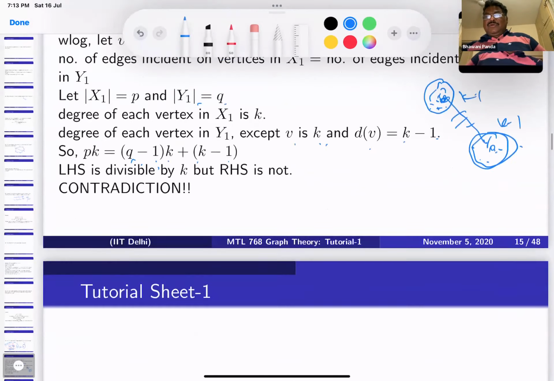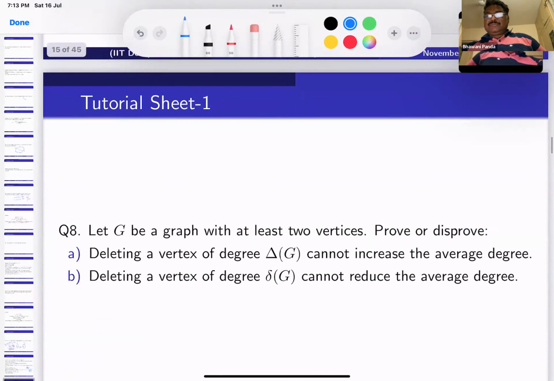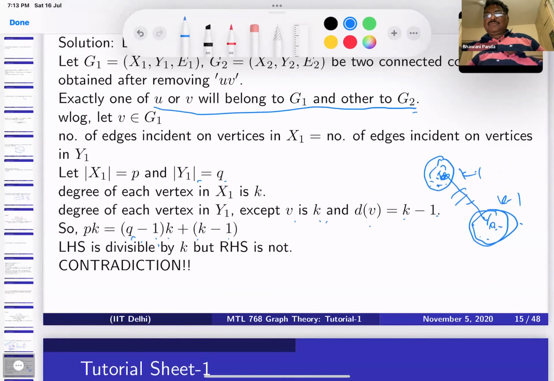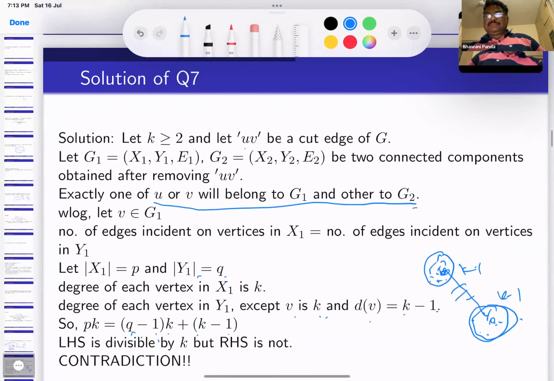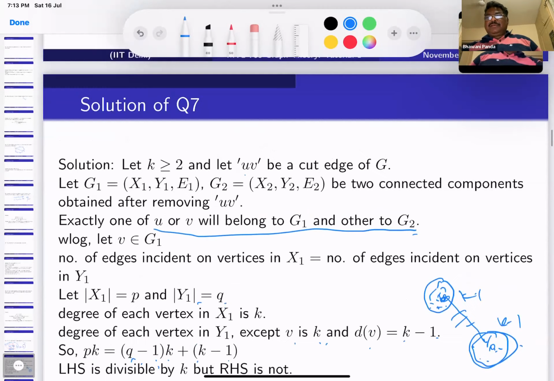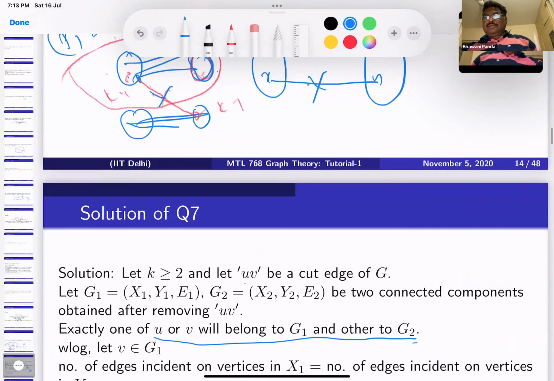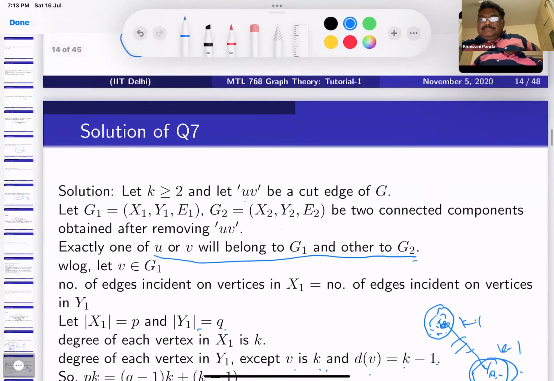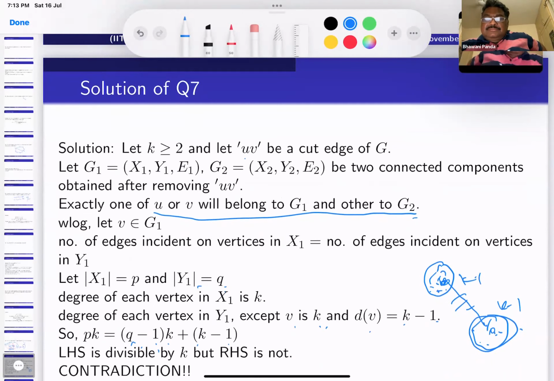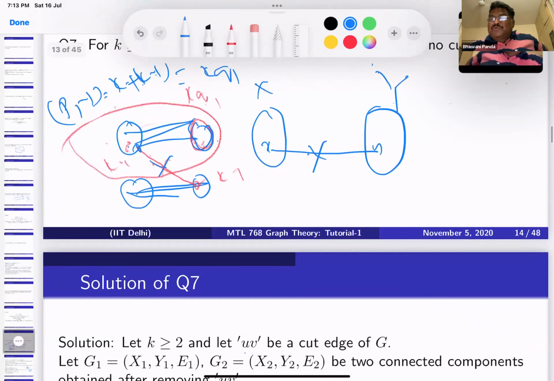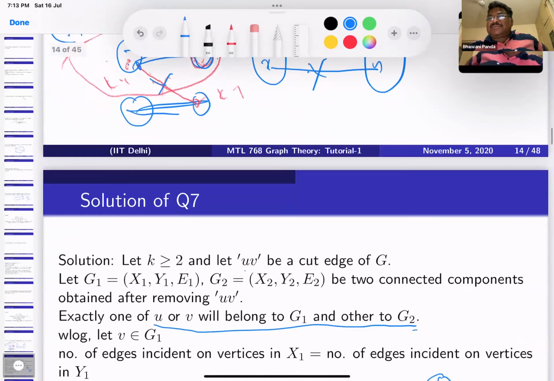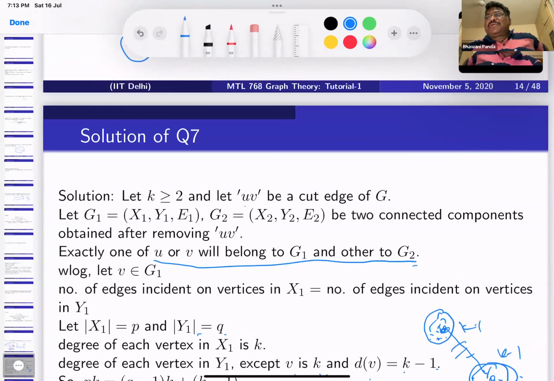Okay, sir, you have written the above. If you consider a 3-regular graph, and then a 4-regular graph, suppose you remove one edge, how is it disconnected, sir? No, that's what we are getting, a contradiction. If it is disconnected, then you'll have two components, and we are getting a contradiction. So we are showing that there cannot be any cottage.